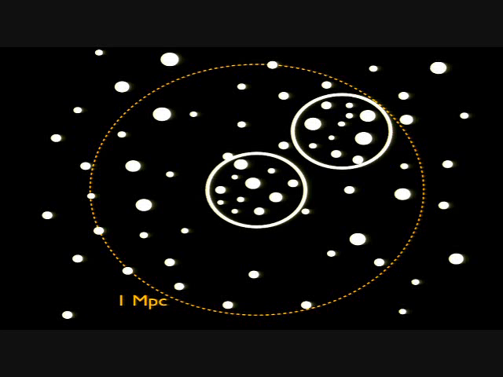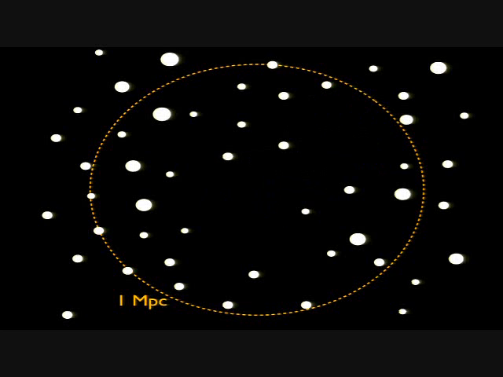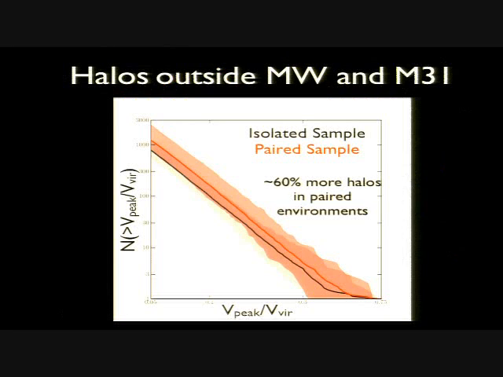Now, that has the side effect of counting the subhalos both of that host and of its companion, which might be enough to explain the offset. So if we remove all of the halos within the virial radius of either host, and count only what's left here within the orange circle again, then what do we get? Well, we find that the paired sample still lies well above the isolated sample. We see specifically a 60% offset between the two.